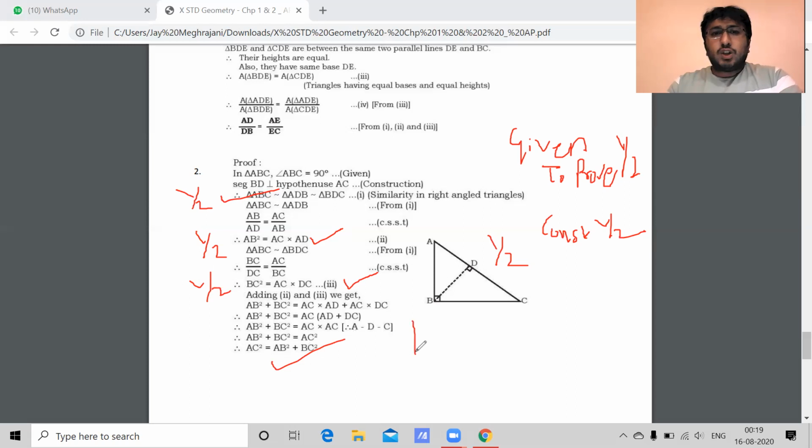Students, please pay attention. Once you're done with the theorem, you have to write hence proved, comma, and the entire statement again. Given, to proof, construction, proof, all the 4 headings shall be double underlined with pencil. Okay. And students, whenever you write theorem, please see that all your reasons are aligned. That means all reasons are coming one below the other so that your paper looks neat and tidy.